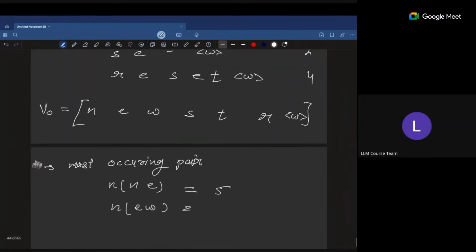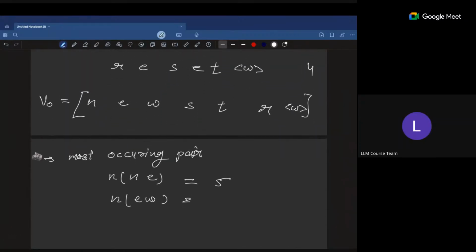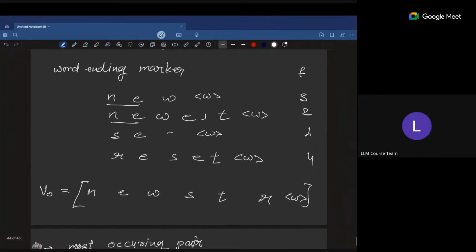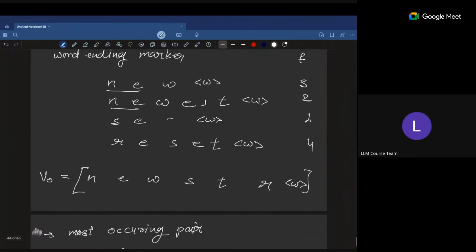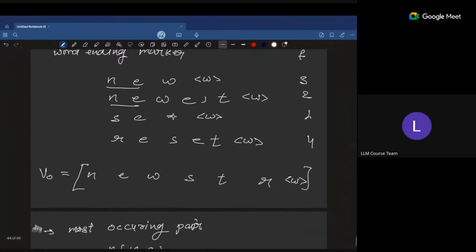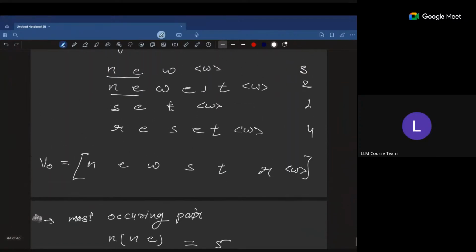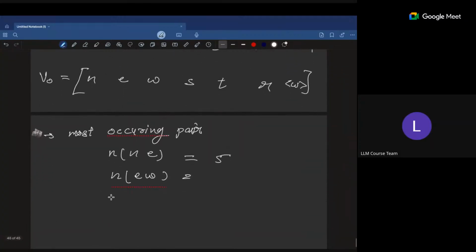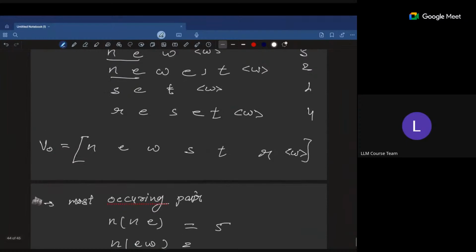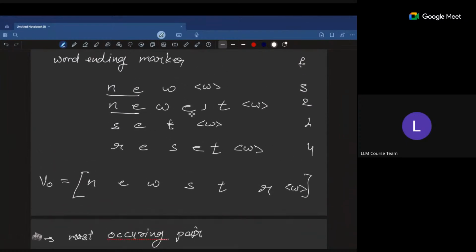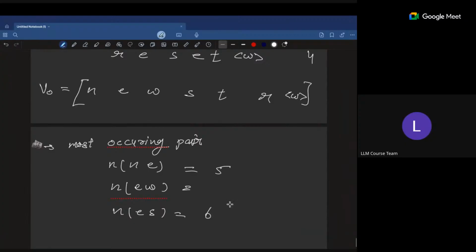So I will look at all such possible counts of all the possible pairs, and I will look at which pair has the highest frequency. Okay, so in this case, assume that the pair ES is occurring. I have to count each one, and that will be a very exhaustive task. So here, if you look, ES is occurring 4 times, 2 times, 6 times here. So assume that this is the most.